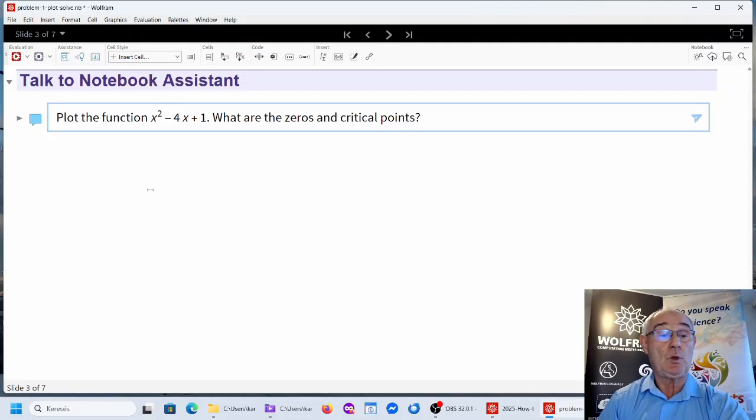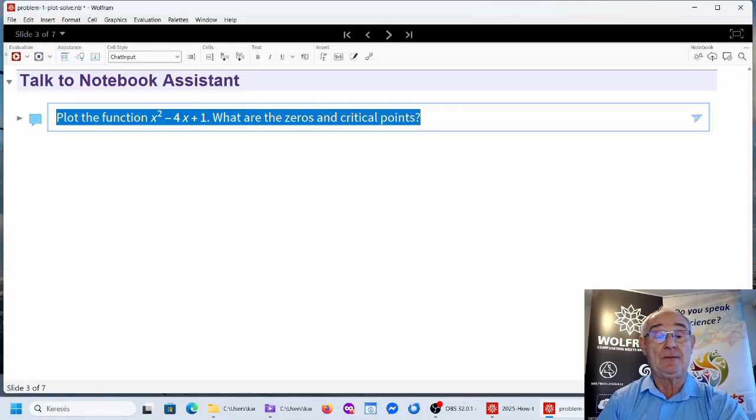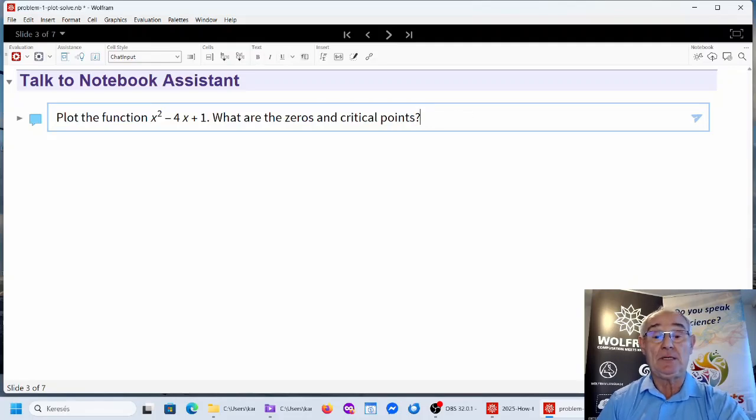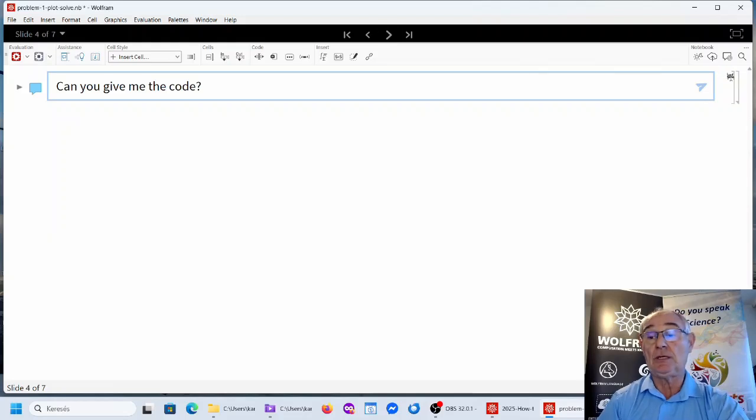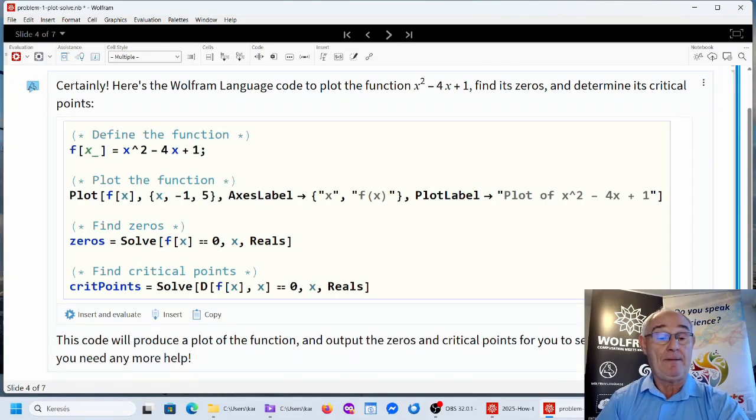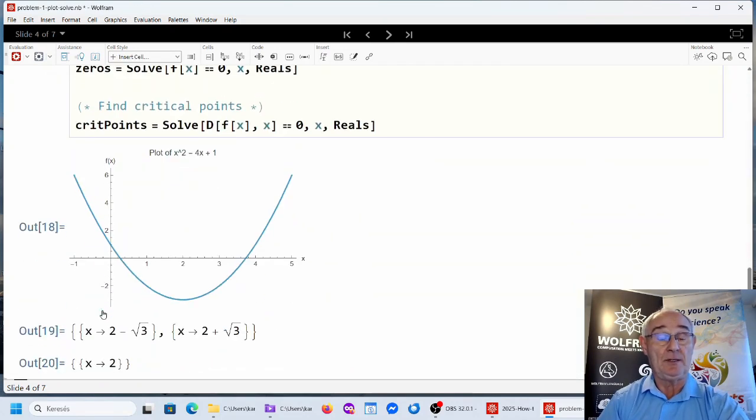Now let's try to work with the Notebook Assistant. I write the complete sentence: plot the function, what are the zeros and critical points. The assistant gave me the answer, plotted the function, gave me the zeros, then the critical points, but didn't give me any code. I am interested in the code. Look at that. That's here. I can insert it to my notebook and run it. That's pretty much what I did.